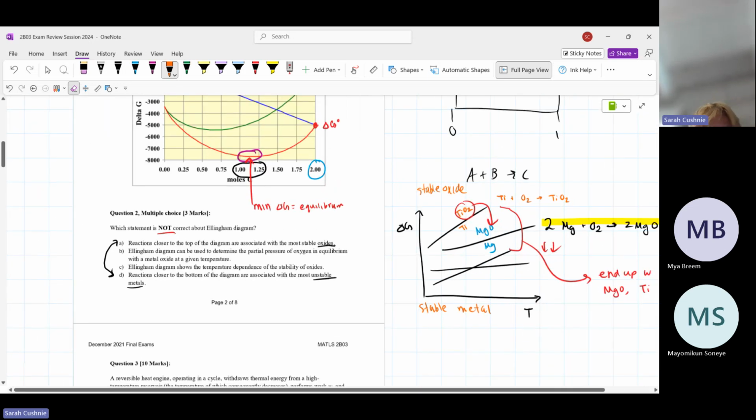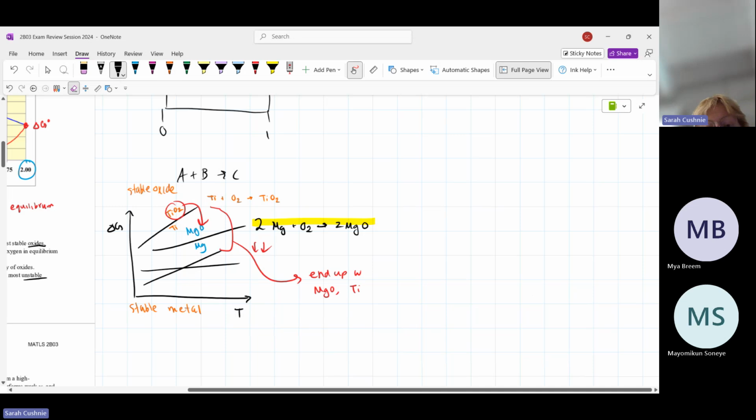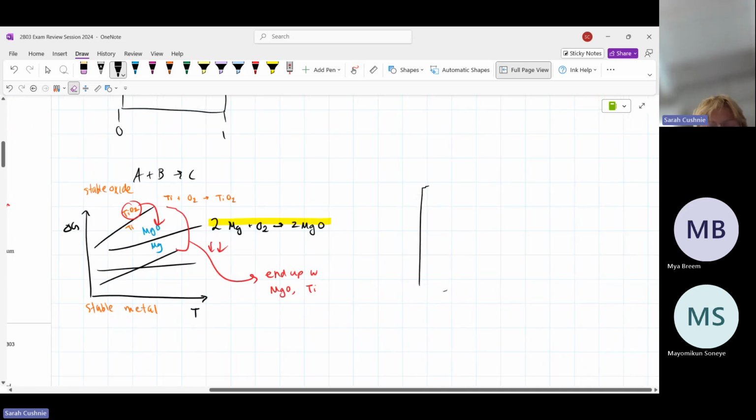The first one is that the Ellingham diagram can be used to determine the partial pressure of oxygen in equilibrium with the metal oxide at a given temperature. And this is one of the fancy intricacies that I alluded to about the Ellingham diagram.